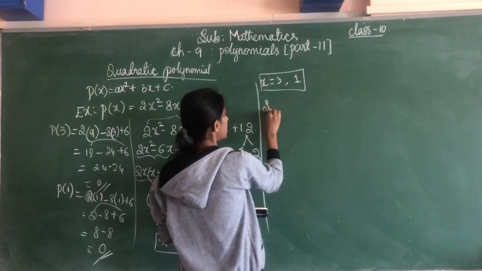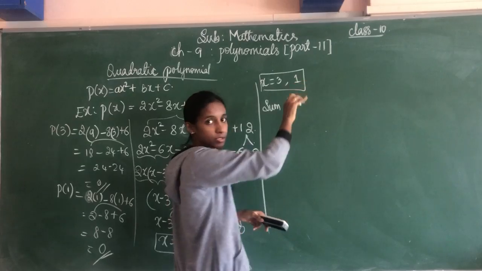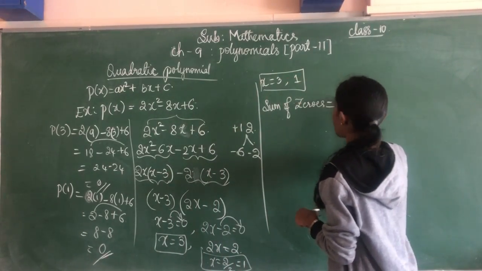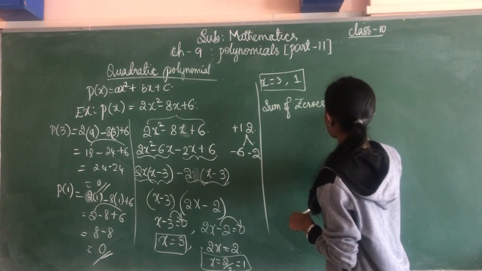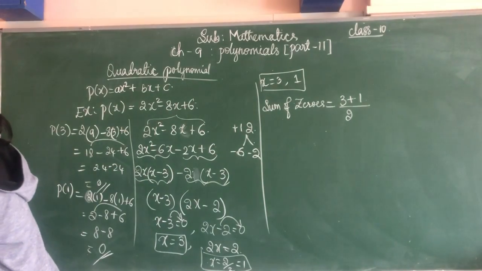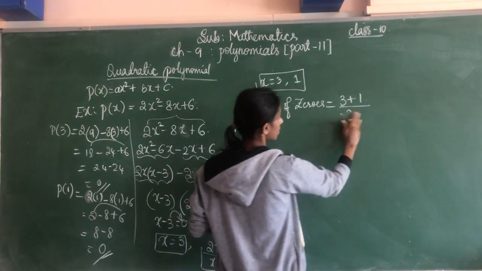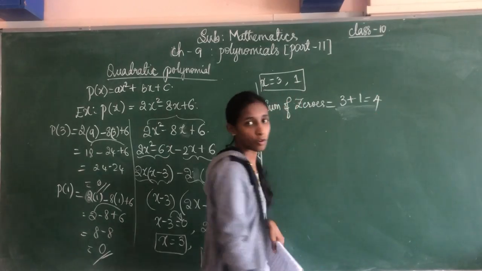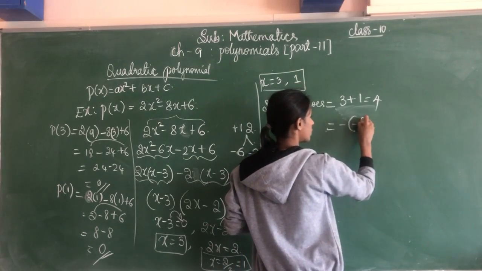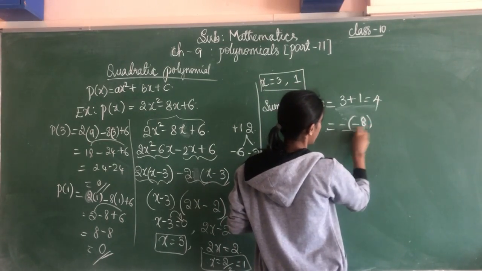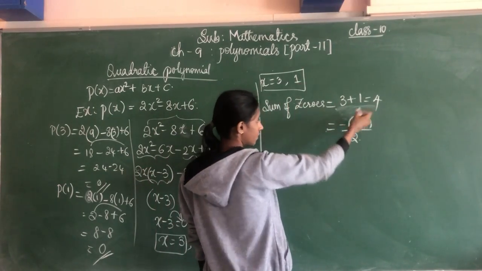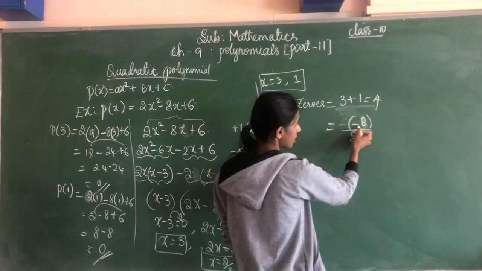If I take the sum of zeros, these are the zeros, right? Sum of the zeros is 3 plus 1, that is 4. Is it? 3 plus 1 is 4. Can I write 4 as minus of minus 8 by 2? Sum of the zeros: zeros are 3 and 1, 3 plus 1 will give you 4. 4 can be written as minus of minus 8 by 2.